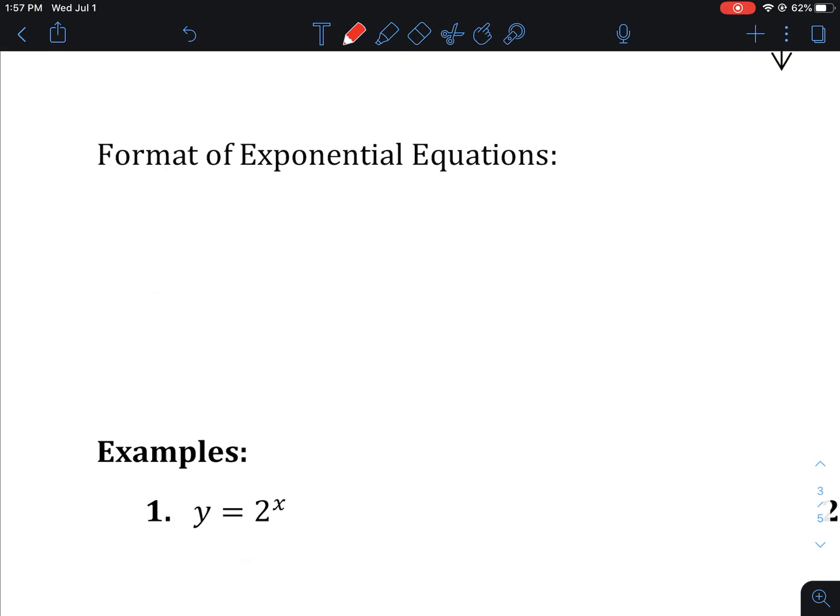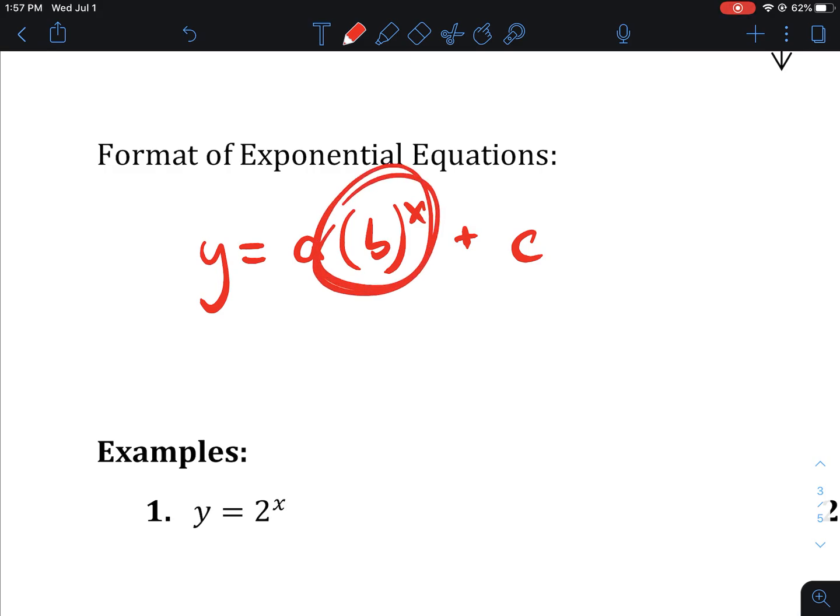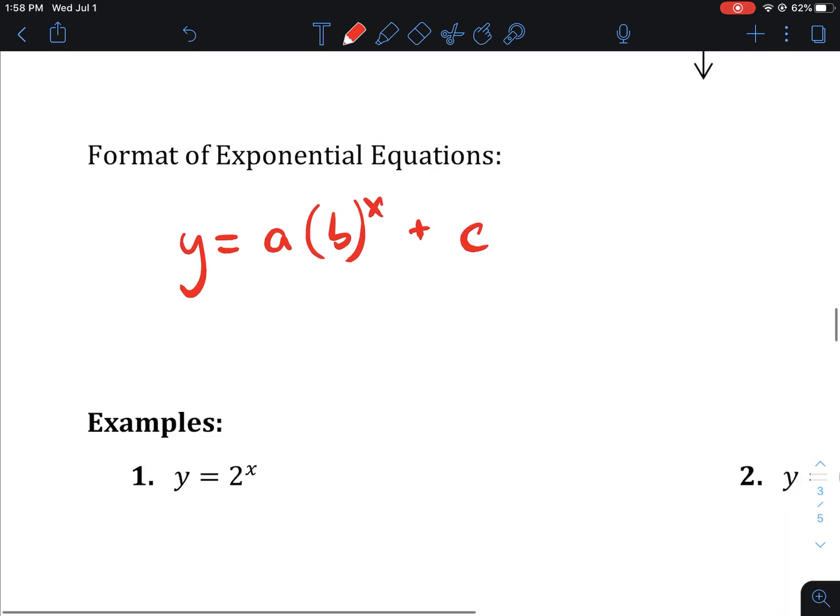Usually the format you'll see exponentials come in is something like this, where you might have some multiplier out front, you'll have some base to a power, and then you might have some addition at the back too. This is a lot like what we saw with transformations once again. If you can figure out what the standard exponential model will look like, then the a and the c and whatever else you want to throw in there will make adjustments to it.